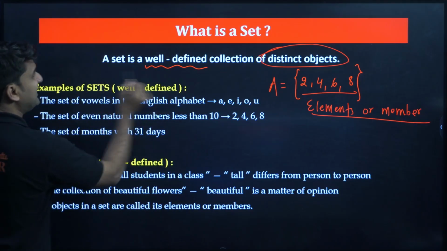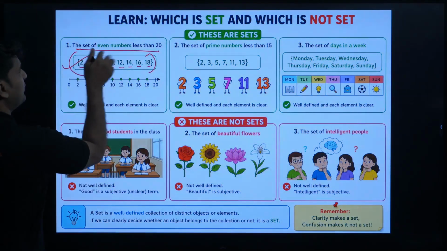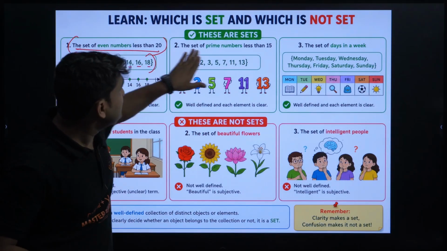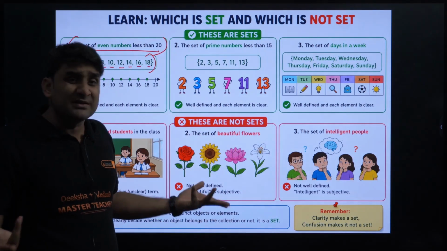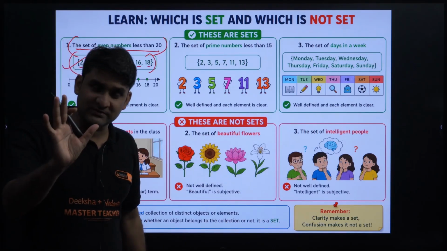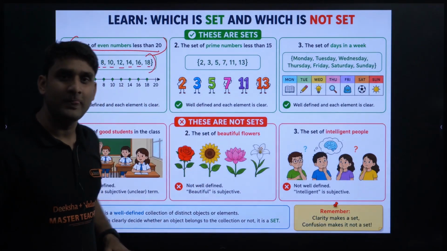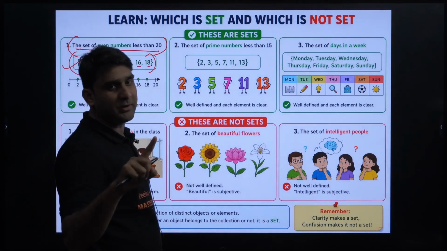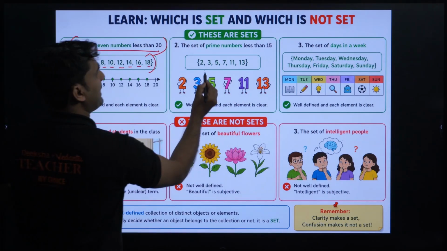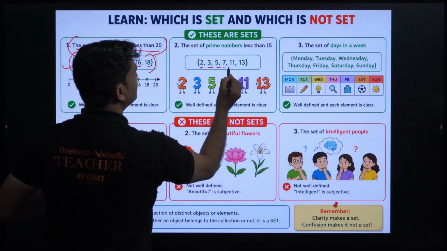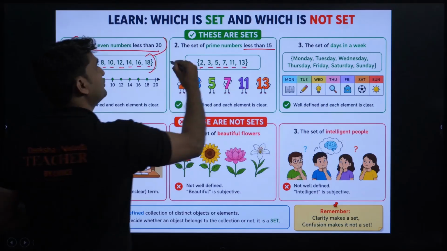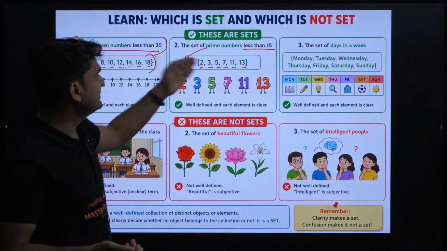Okay, so a set is well defined. So this is a set because this is well defined. The set of even numbers less than 20. Next, the set of prime numbers less than 15. Yes, this is also possible to write. You know prime numbers, the number which is divisible by 1 and itself. 1 is neither prime nor composite, so we have ignored it. So the first prime number is 2, then 3, then 5, then 7, then 11, then 13, because we are talking about less than 15. So this is obviously a set. We can write a set, right, everyone?